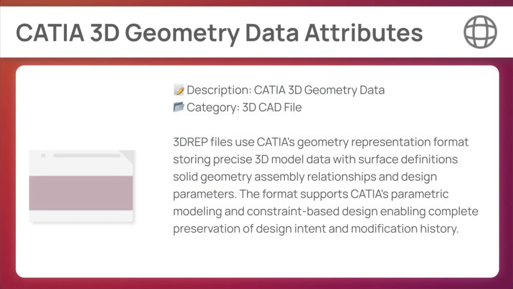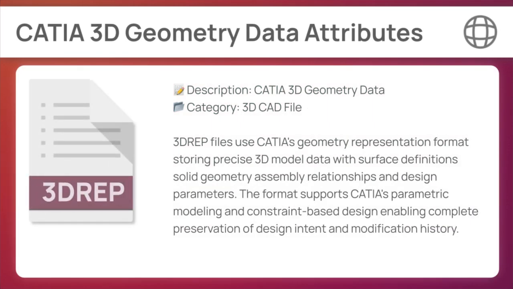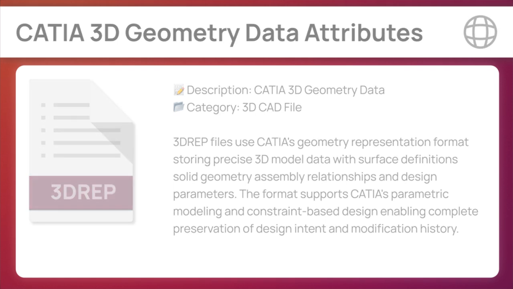3DREP files use CATIA's geometry representation format, storing precise 3D model data with surface definitions, solid geometry assembly relationships, and design parameters. The format supports CATIA's parametric modeling and constraint-based design, enabling complete preservation of design intent and modification history.